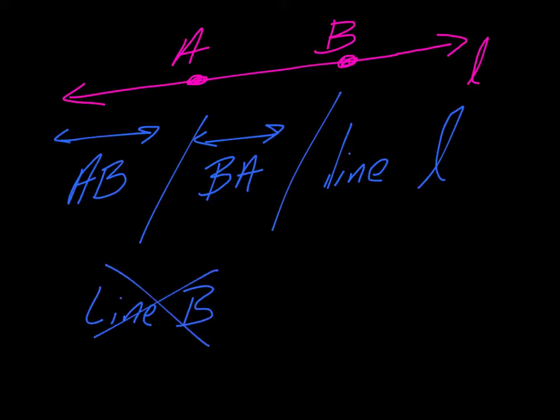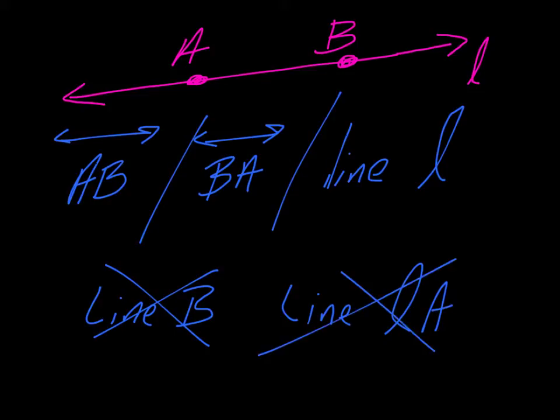You cannot name it line B. It's unacceptable because you need to have at least 2 points. You also cannot name it line LA because L is not an actual point on that line. You need to have 2 points when you're naming it.